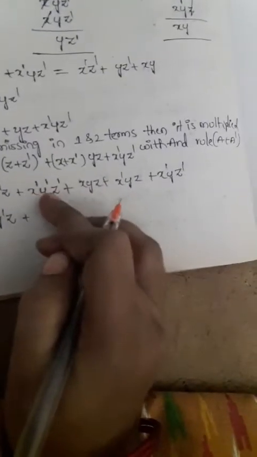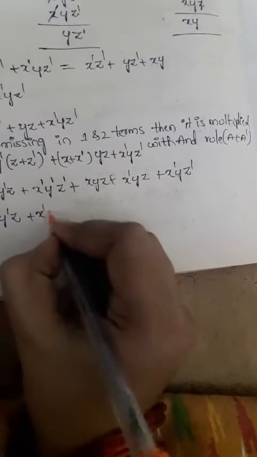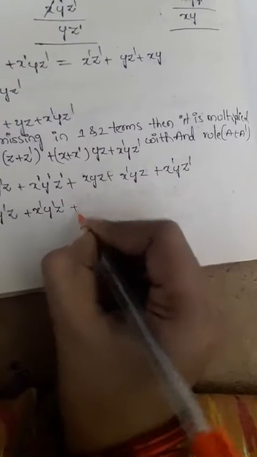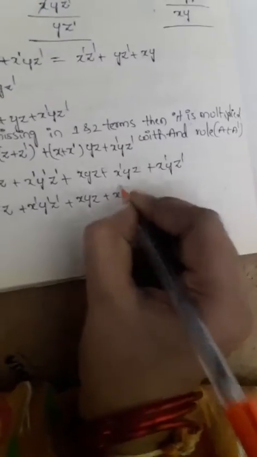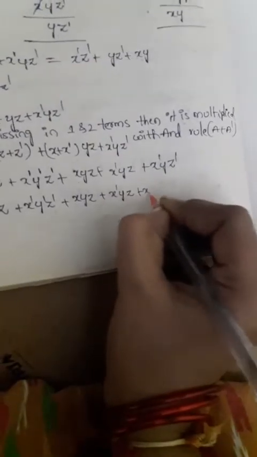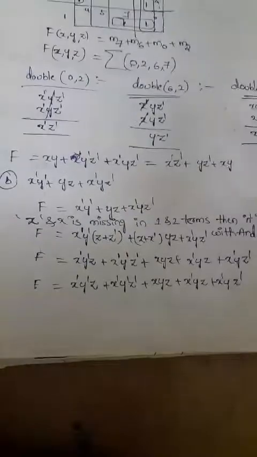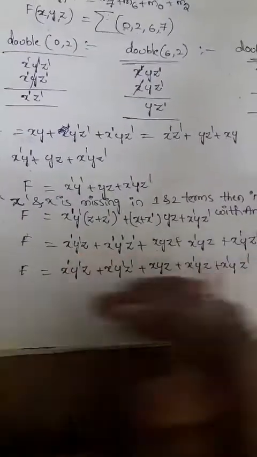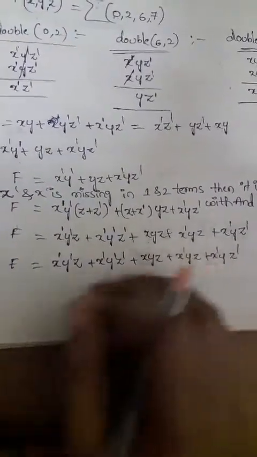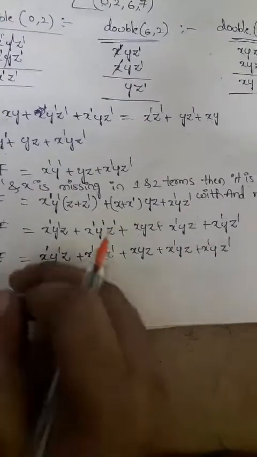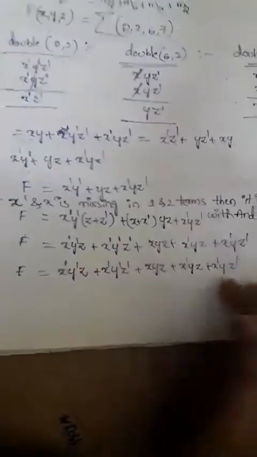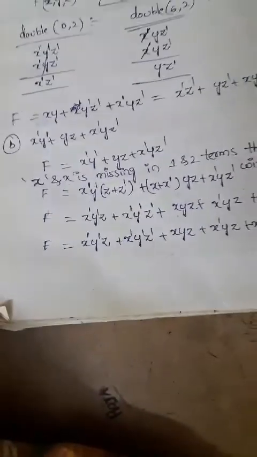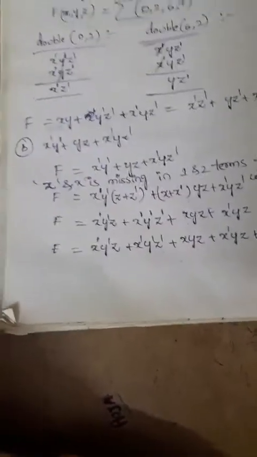Plus x complement y complement z complement. It is also not repeated, so directly we have to take it. X y z is also not repeated. Plus x complement y z and x complement y z complement. So finally the expression becomes like this. Now we have to check all the variables, that means whether all the terms contain all the variables or not. Check it. So here all the terms contain all the variables. So now we'll go for simplifying with the K map.